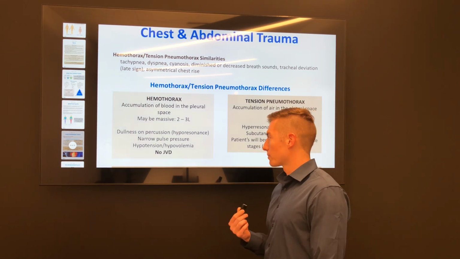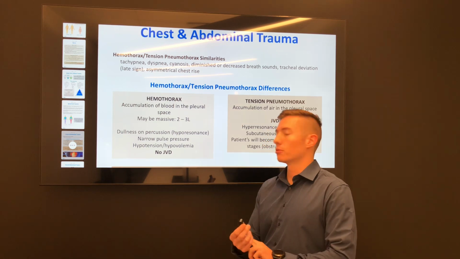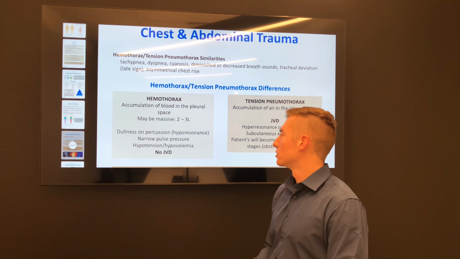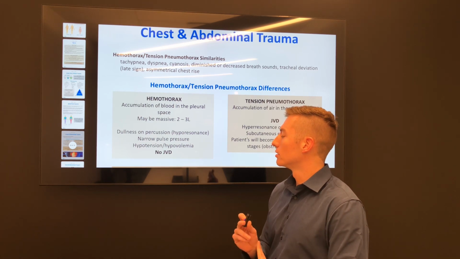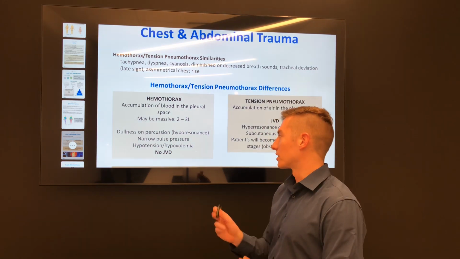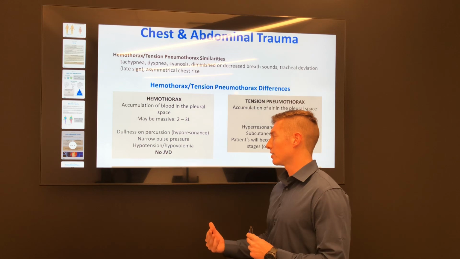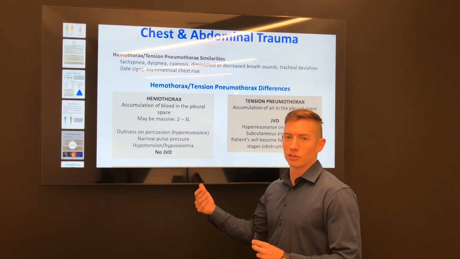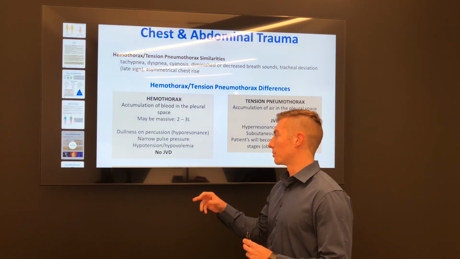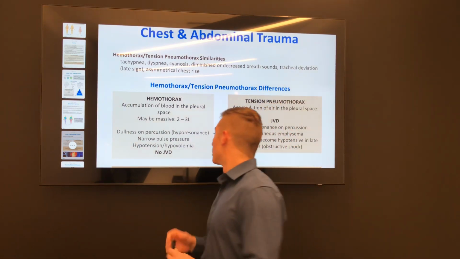Narrow pulse pressure. So there is going to be a very, very narrowing pulse pressure. We'll come back to that. Hypotension and hypovolemia. So hypo, again, meaning not there, and volemia, blood volume. There is a low level of blood in the body. It's going to be no JVD, jugular vein distension.